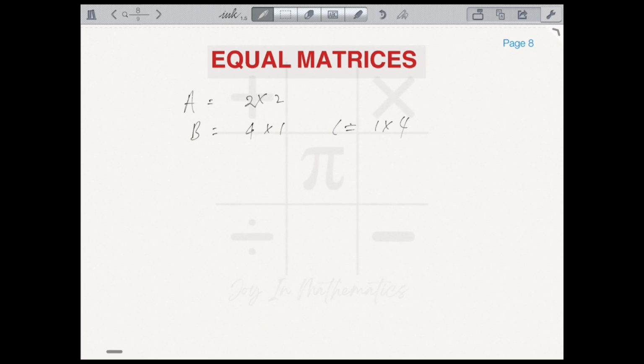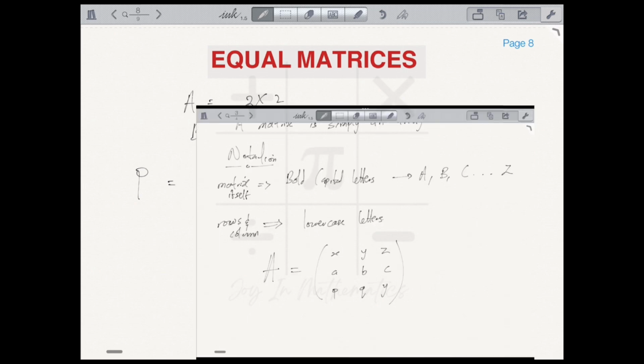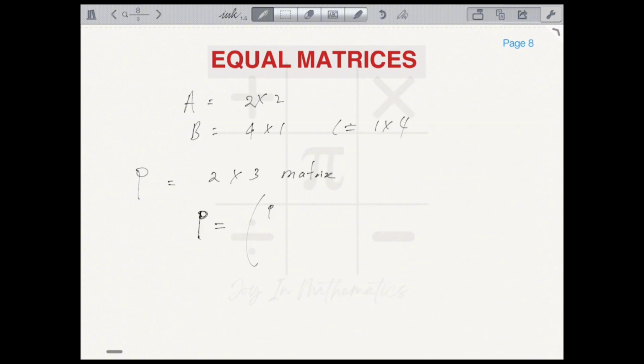we are asked to give P. Let's represent P to be a 2 by 3 matrix. So if P is a 2 by 3 matrix, remember in notation that the matrix itself is represented by bold capital letters, and the elements are represented by small letters. So this will be P11. Since this is a 2 by 3 matrix, we know that it will be P12, P13, that's 2 rows and 3 columns, P22 and P33.